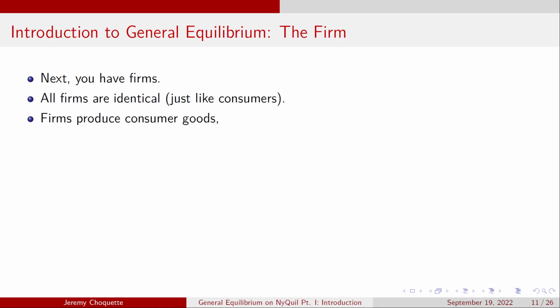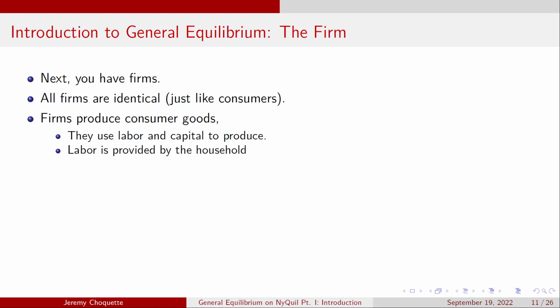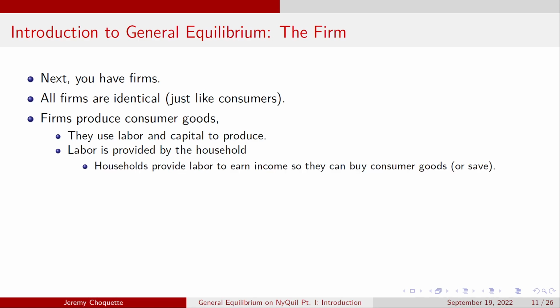Honestly, for what you guys will be doing at an undergraduate level, that would just be math for the sake of math. It wouldn't be anything useful. So we just have a firm that produces final consumer goods. They use labor and capital to produce. Labor is provided by the household, because the household decides how much they want to work.